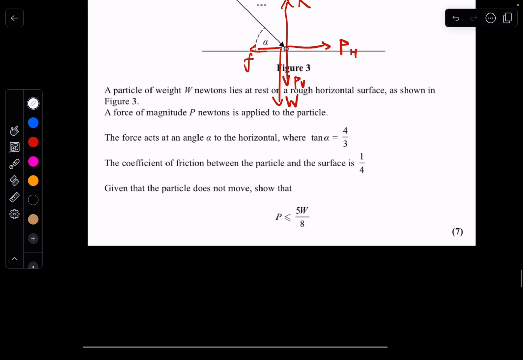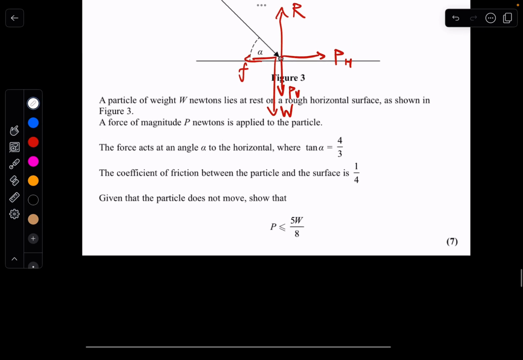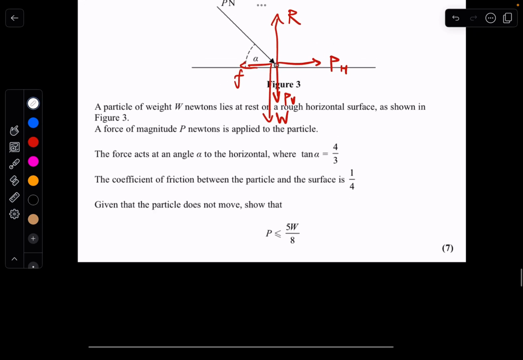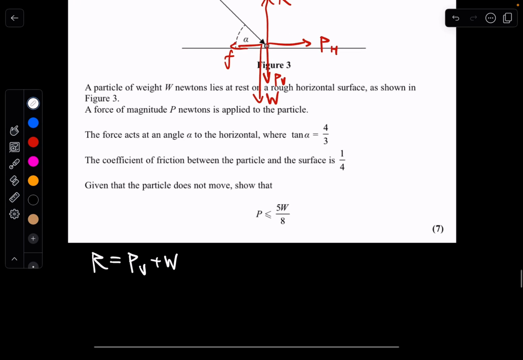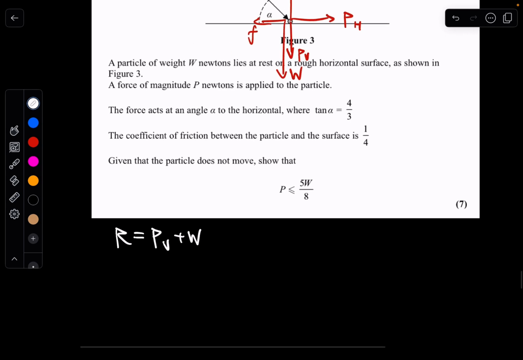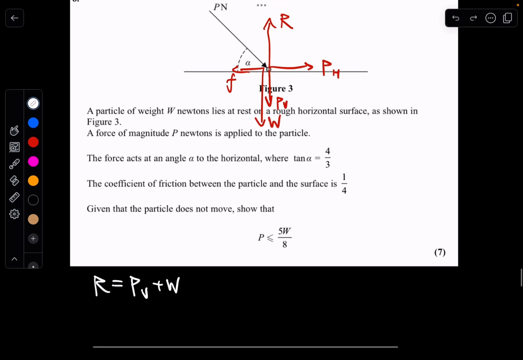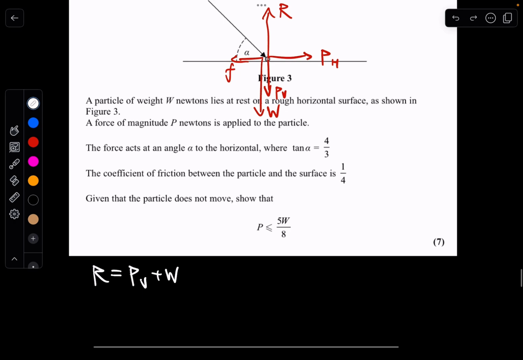Now let's try to do something here. We know that R must be equal to PV plus W. Why? Normally, if there's not a PV, R will equal to W, right? But here, since there's another force acting downwards, we have to think about this way.